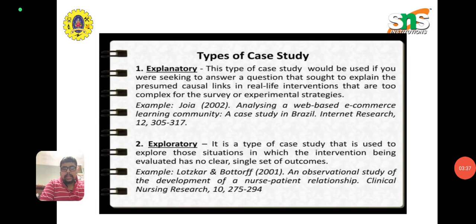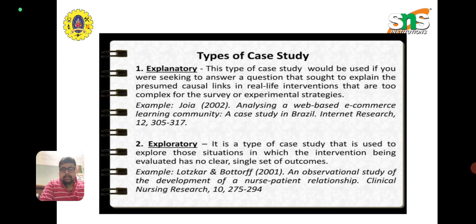Types of case study. The first one is the explanatory case study. This type of case study would be used if we are seeking to answer a question that seeks to explain the presumed causal links in real life interventions that are too complex for a survey or experimental strategy. Example, Zoya in 2002, analyzing web-based e-commerce learning, a case study in Brazil, Indian Research 12, page number 305 to 317.